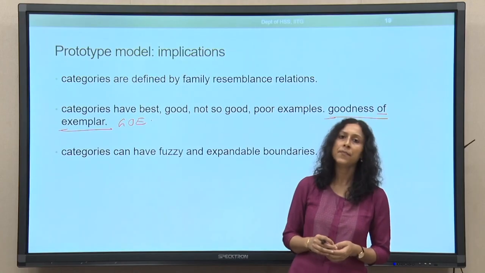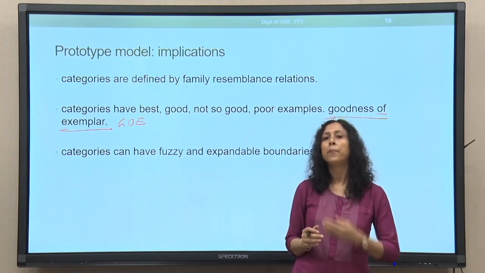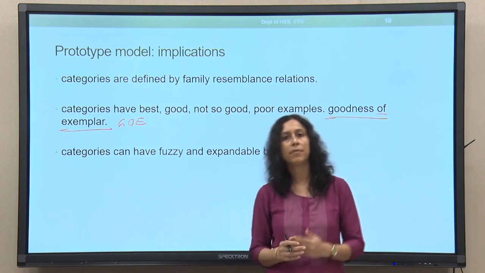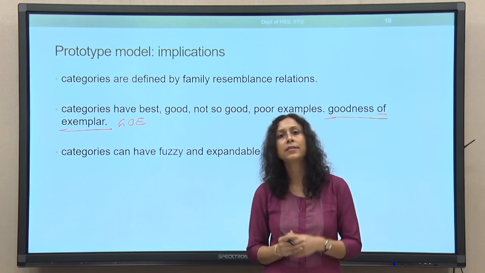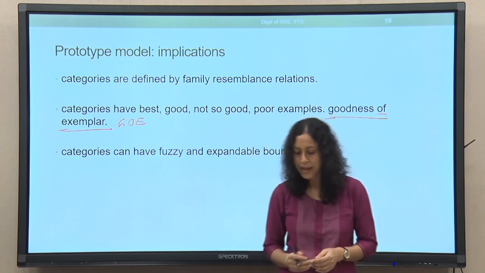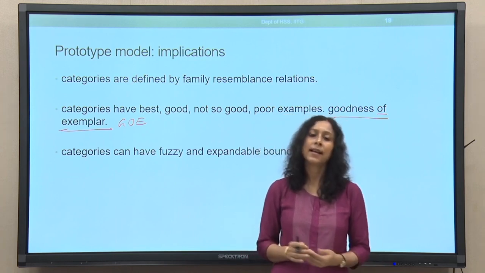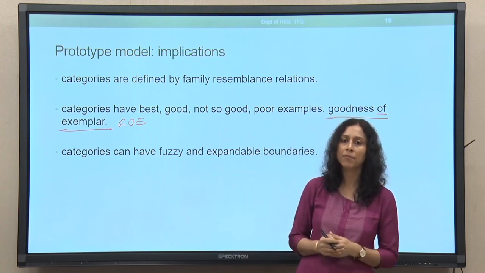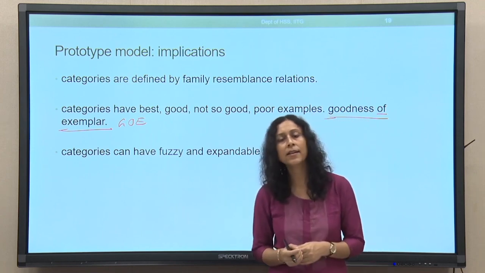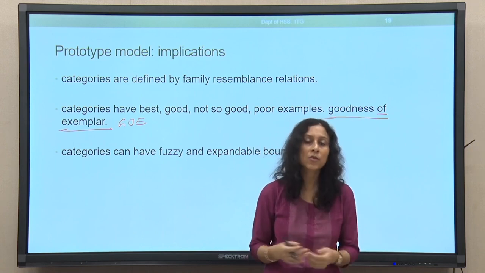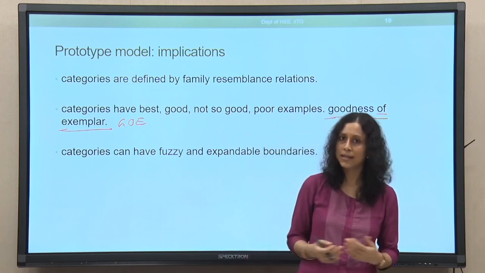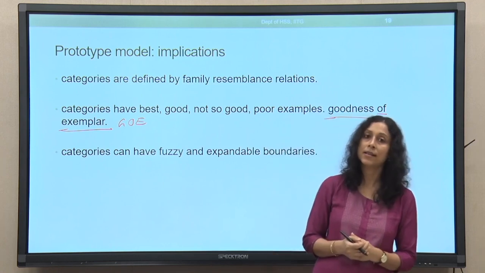Dependent on the GOE factor, some members are better examples of a category and some members are not so good examples of a category. So, as a result, there is a hierarchy. As a result of this, again, categories have fuzzy and expandable boundaries. Classical theory cannot answer why video games could be included into the category game so easily, but this particular theory does answer.